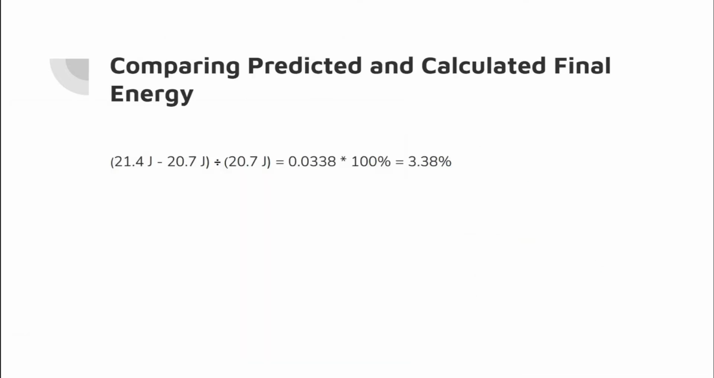When comparing the predicted and calculated final energy, we take those two energies, subtract them, then divide by our calculated final energy, giving us 3.38%. Our prediction was within 5% of the true final energy, showing that our prediction is close to our true value.